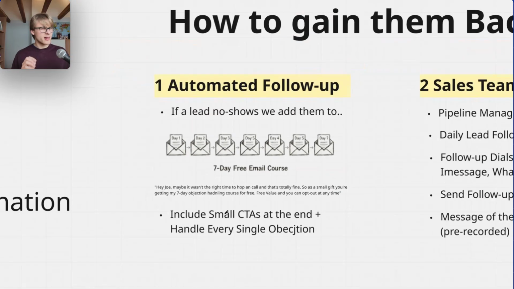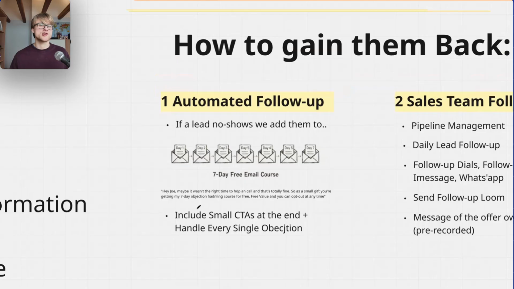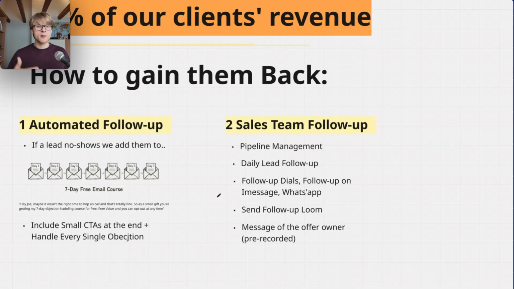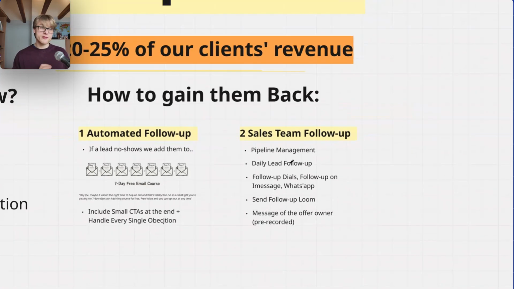Then we're sending them a bunch of valuable emails under this topic of objection handling for a sales coach offer. We include small CTAs at the end of every single email, handling their objection. The last email, the 7th one, will be a pitch again, telling them now's your last opportunity. We could even include a discount there to push them over the line and create some urgency.